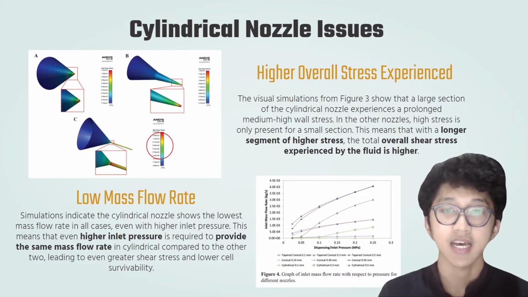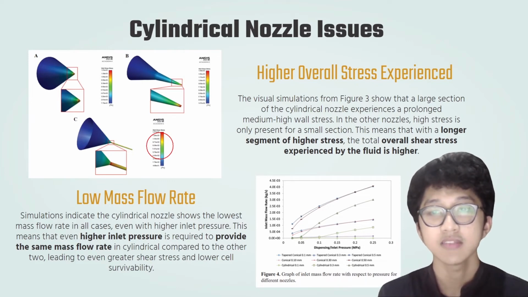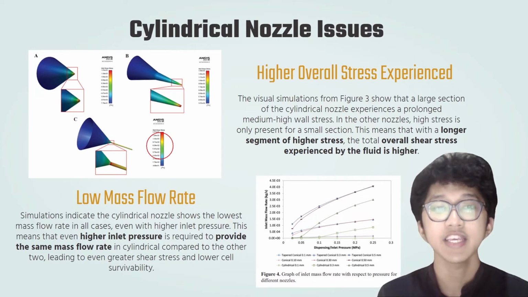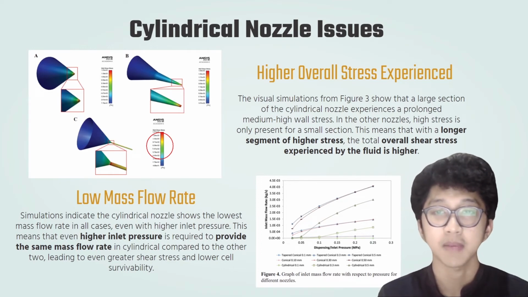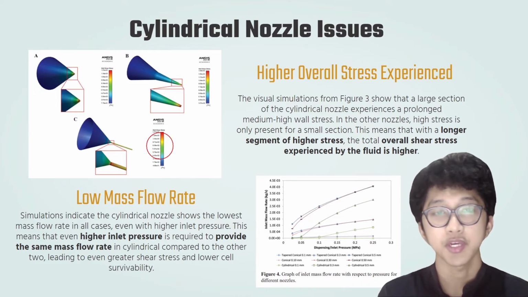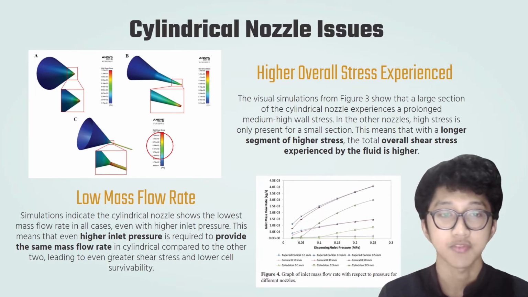This implies that with this longer segment of higher stress experienced by the fluid, the total overall shear stress experienced by the fluid is higher, even if the maximum amount is lower compared to the other two types. This would imply that the cells in the bioink would experience higher stress for longer periods of time, leading to even lower cell survivability, contrary to what we expected in the first place.